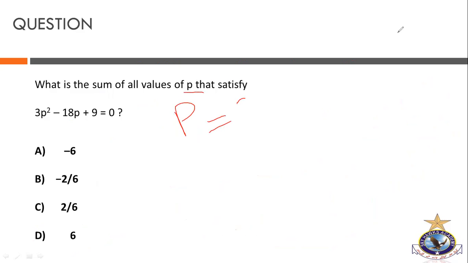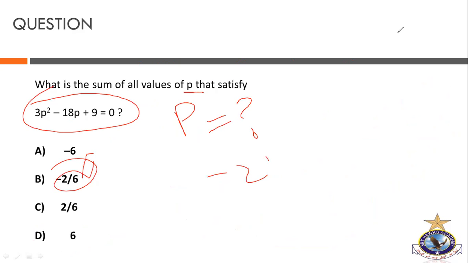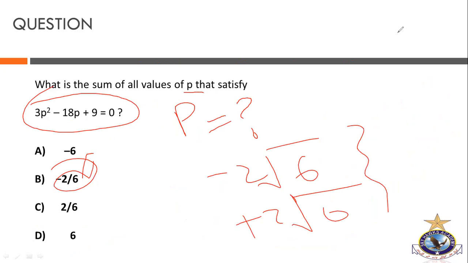What I mean to say is that you are factorizing this, you can solve this, and you can reach the answer just like this, minus 2 under root 6 and plus 2 under root 6. So these are the two values, but this is not the sum. You will miss this one. Am I right? What is the sum of all values of p that satisfy?